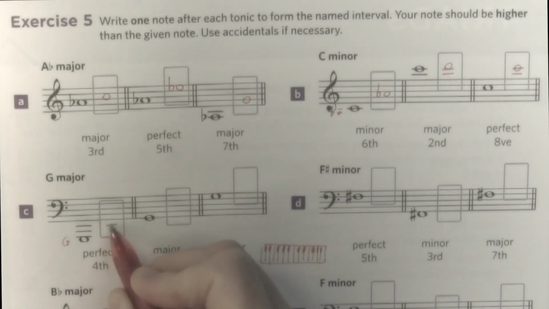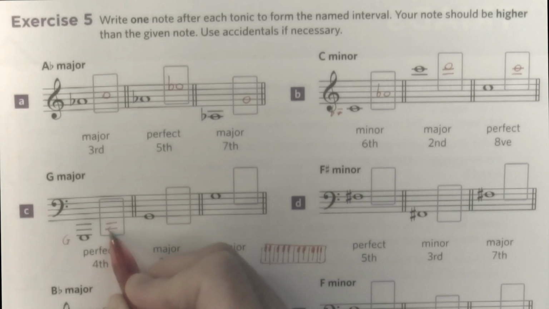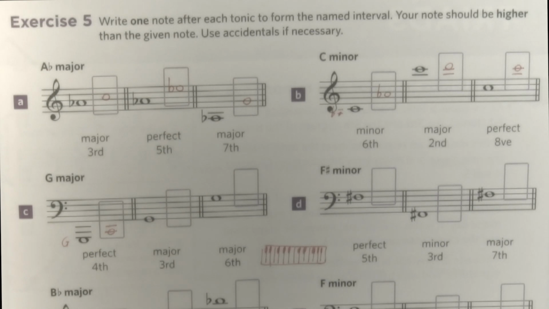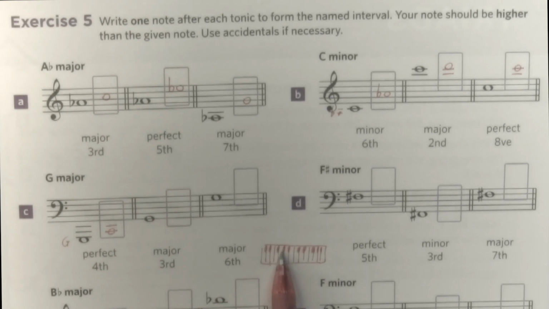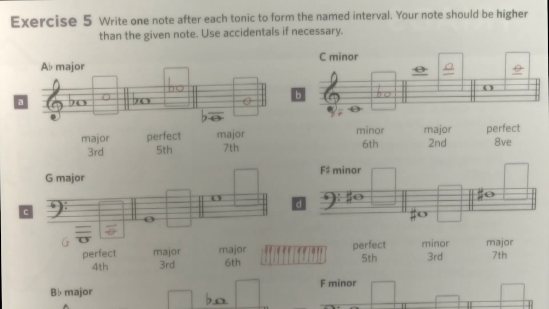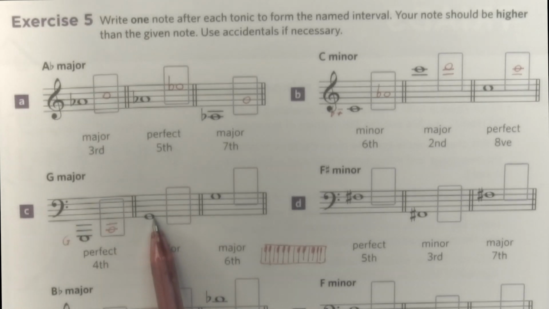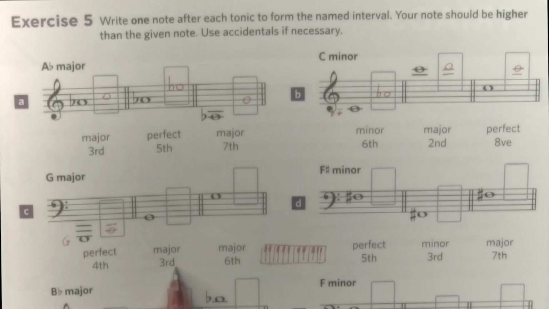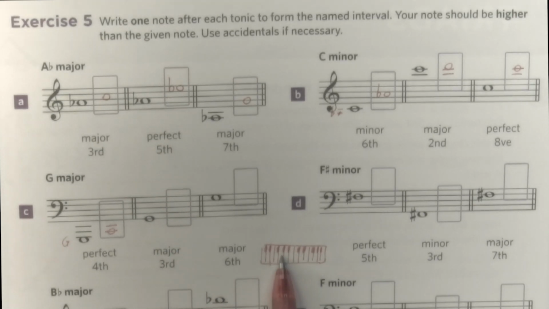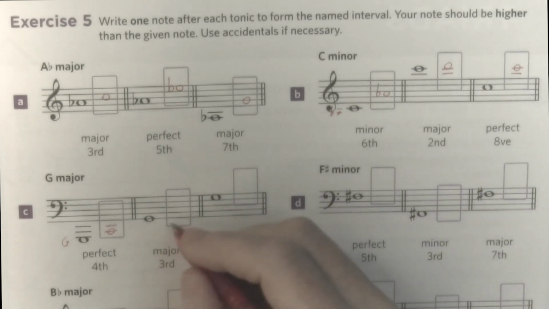Okay, this is mi, re, do. Would we need a sharp or flat? Let's count. A perfect fourth is 2 tones and a half. 1, 2 and a half. Oh, brilliant. It's already written. Perfect. Sol. Again, a major third. 2 tones. 1 and 2. B. Perfect.